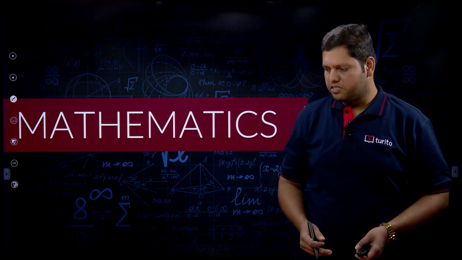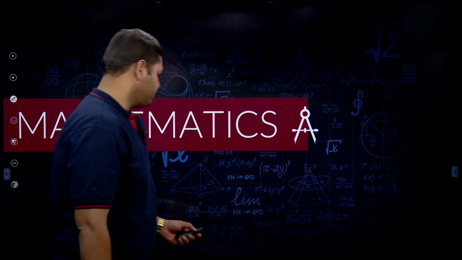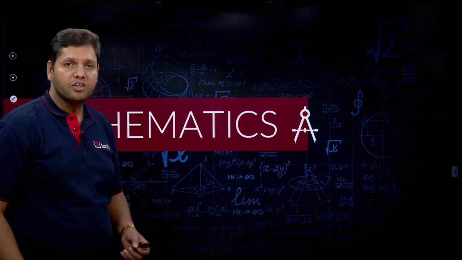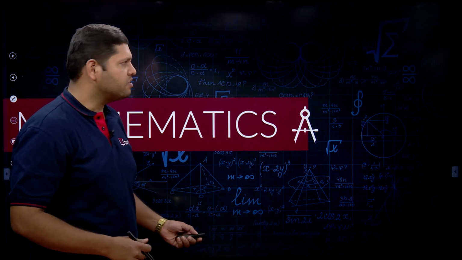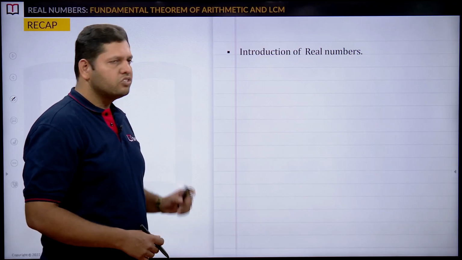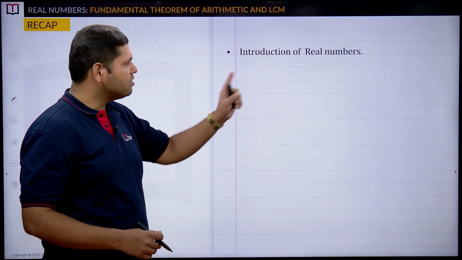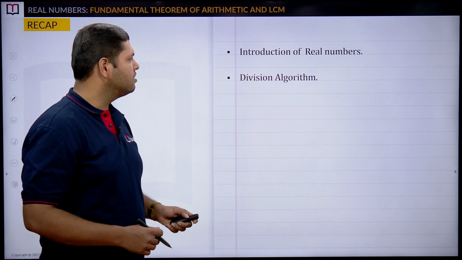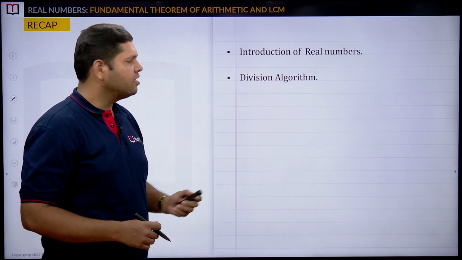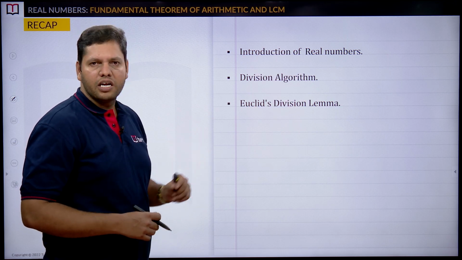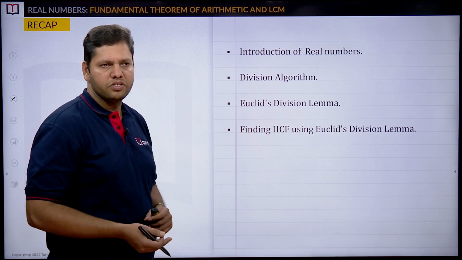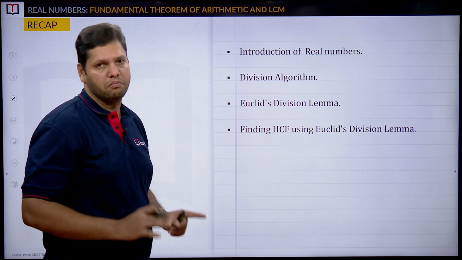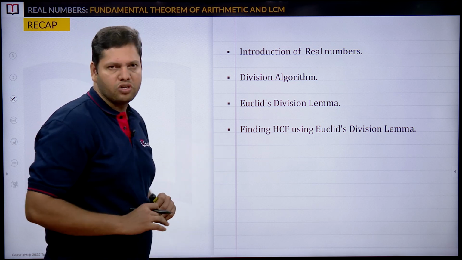Children, today we are going to discuss... what was the last class? Did you remember anything, children? So what did we discuss in the previous class? Children, in the last class we discussed the introduction of real numbers, the division algorithm and Euclid's division lemma, and we found the HCF of two numbers by using Euclid's division lemma. So this was the previous class, children.